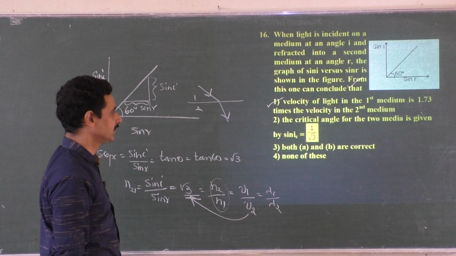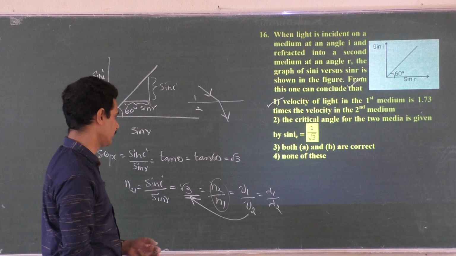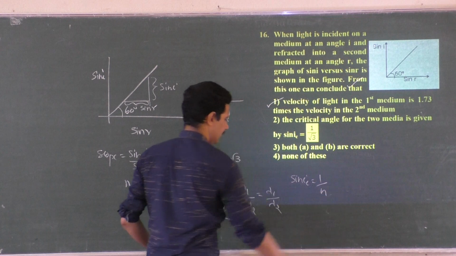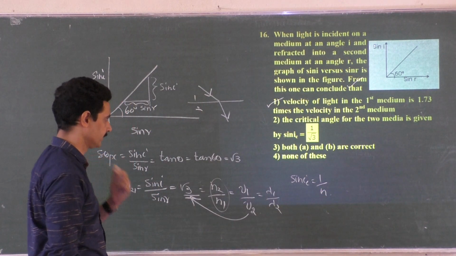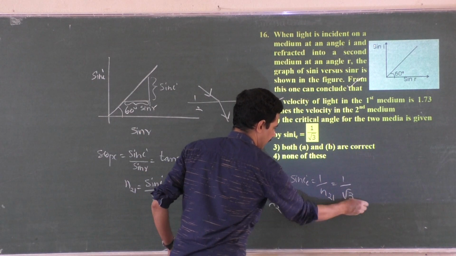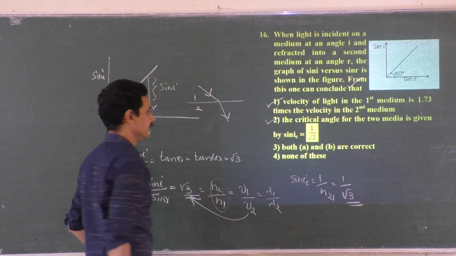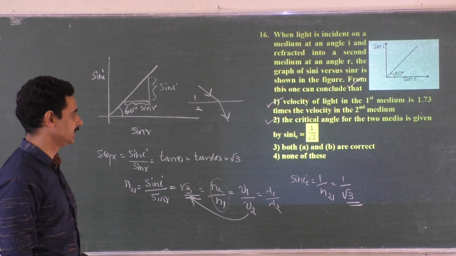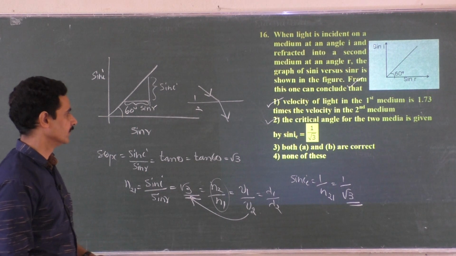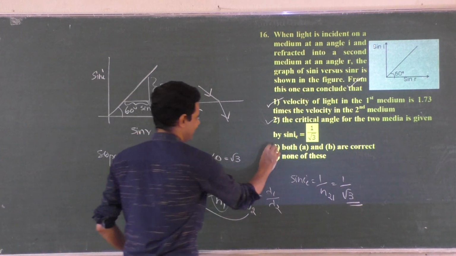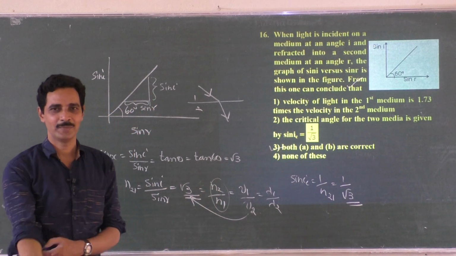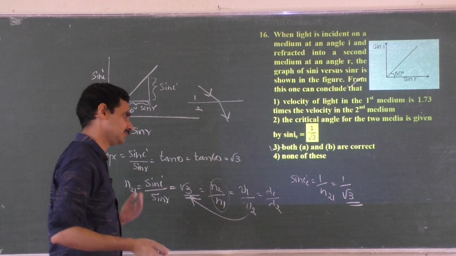The critical angle for the two media is given by sin IC is equal to 1 by root 3. You know that sin IC is equal to 1 by n, that is, 1 by the refractive index of the second medium with respect to the first. It is 1 by root 3, correct. This is also right. Both A and B are correct here. You should be very careful. So options 1 and 2 are correct. That is the conclusion.